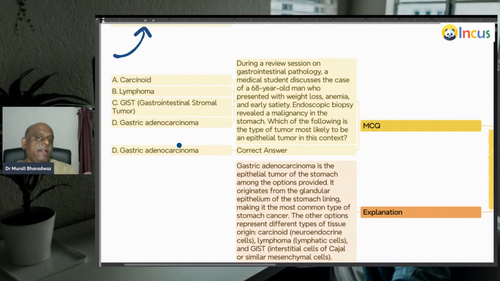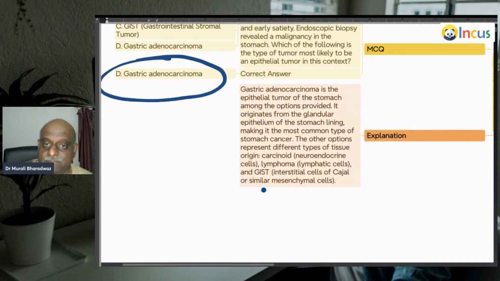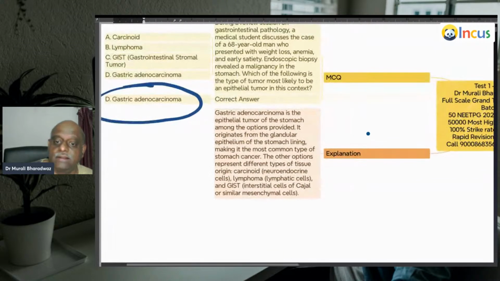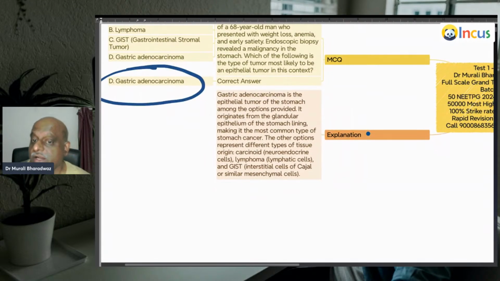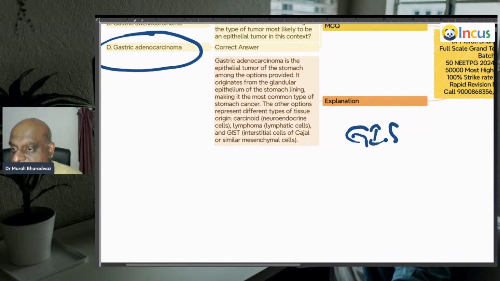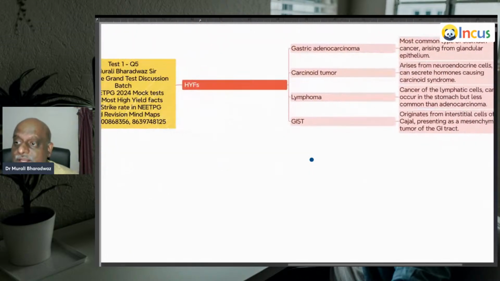There is a case of a 68-year-old with weight loss, anemia, early satiety. Endoscopy shows a malignancy in the stomach. What is it most likely? The most common is the gastric adenocarcinoma, which is the epithelial tumor of the stomach, whereas carcinoid is neuroendocrine cells, and gastrointestinal stromal tumor arises from the interstitial cells of Cajal, which are mesenchymal cells, is what you need to remember.